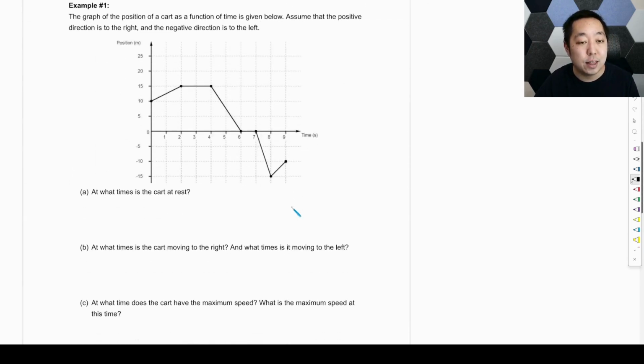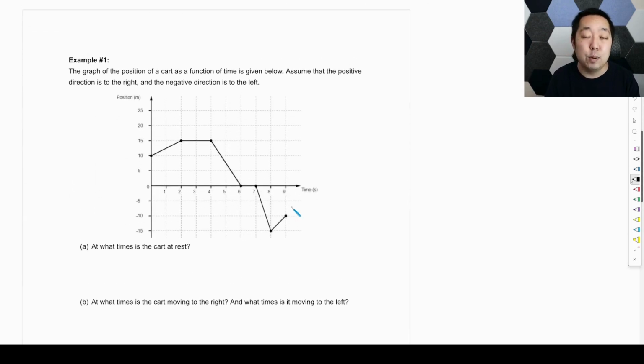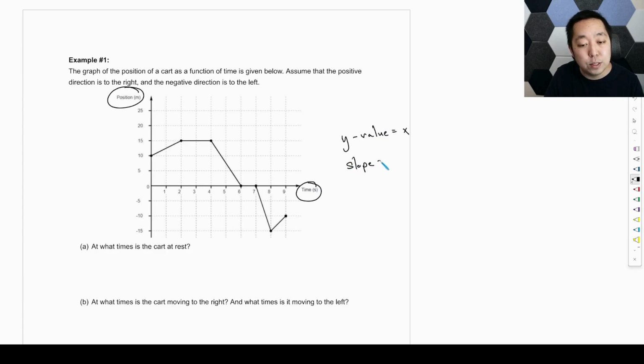So let's take a look at an example problem and make sure we understand that. When we have a position versus time graph, we know the y value is the position, and we know the slope is going to be that change in the y variable over that change in the x variable, and that is the velocity. Whether it's average or instantaneous just depends on the context of the question, but we want to keep that in mind.